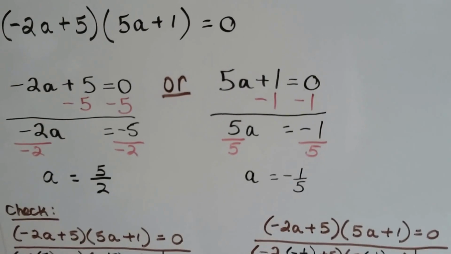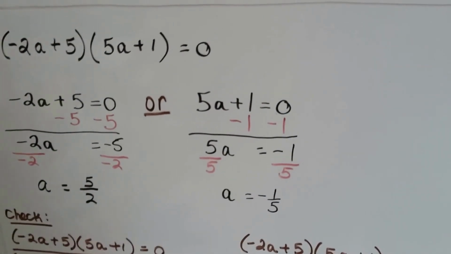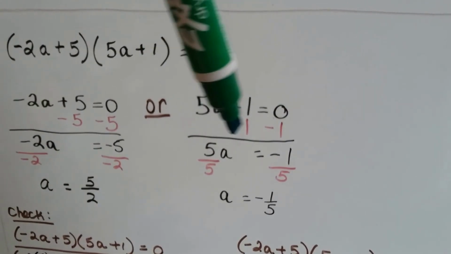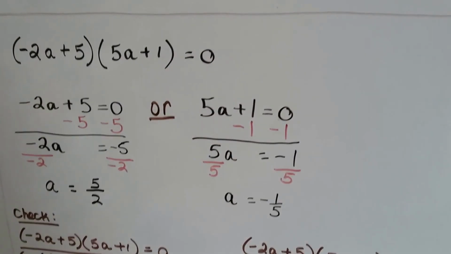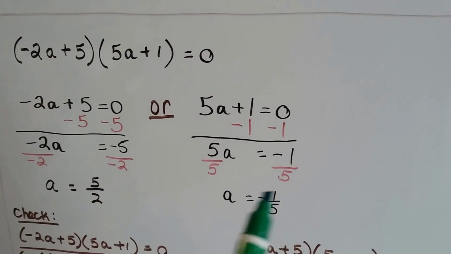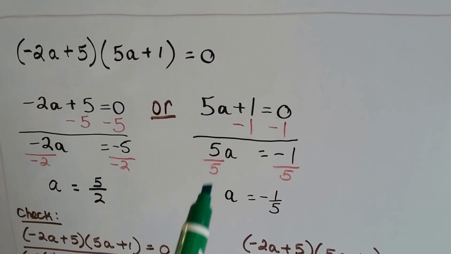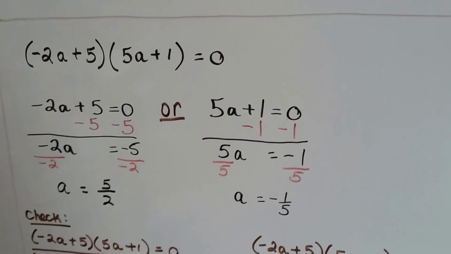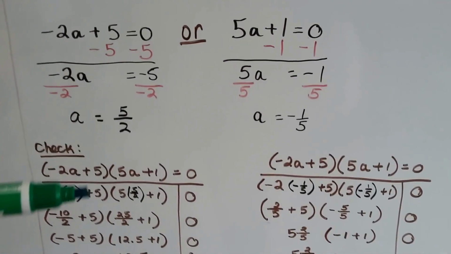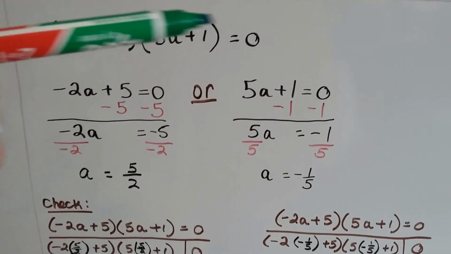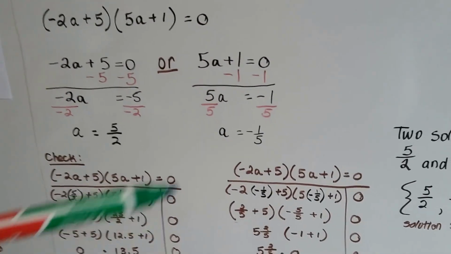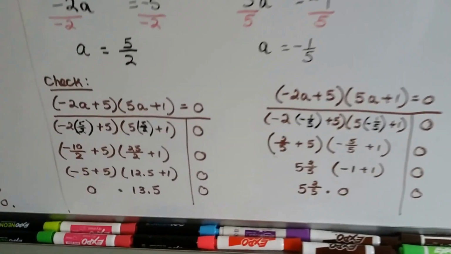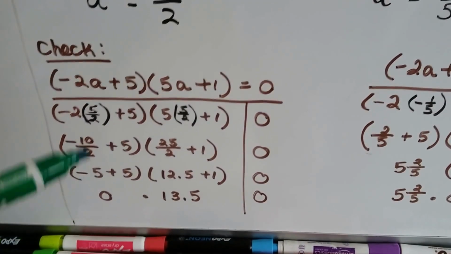And on this side, we've got it set to equal 0. And to get rid of this 1, we're going to subtract 1 from each side. So we get 5a equals negative 1. We can divide each side by that 5 coefficient. Creates identity property 1. We have a equals negative 1/5. So we plug in 5 halves into the original equation up here, wherever a is, and we plug in negative 1/5 into the original equation. We're hoping that one of them is going to make a 0.